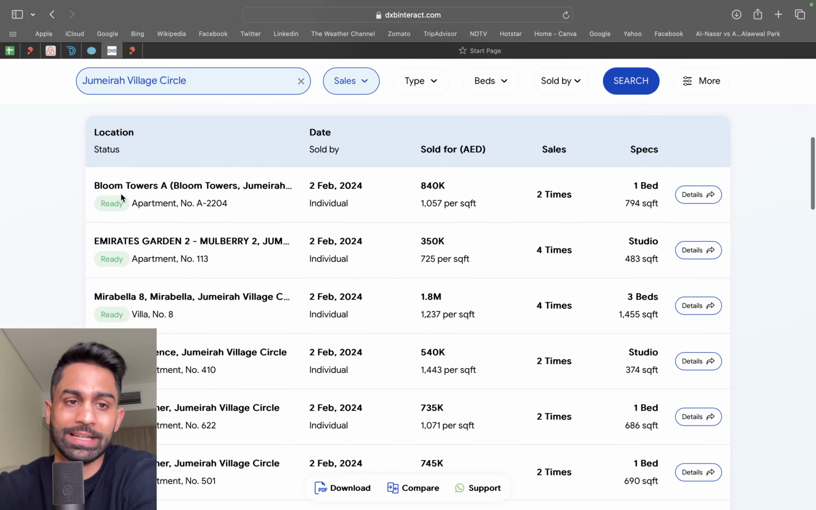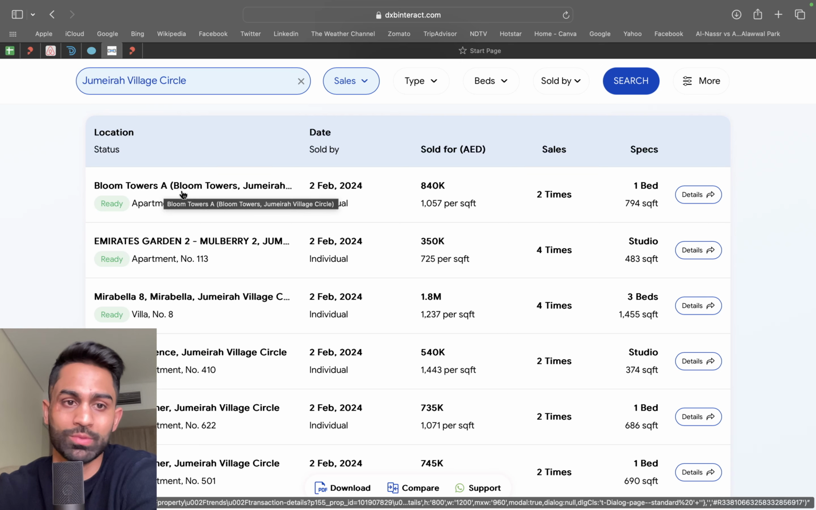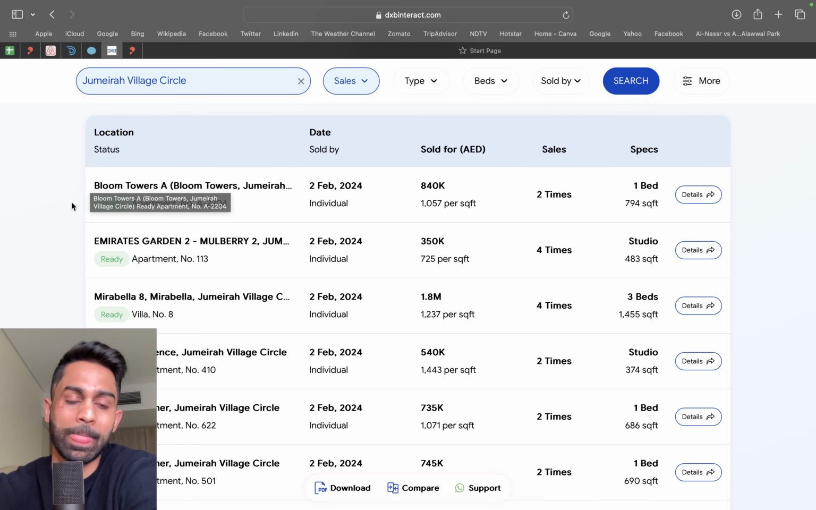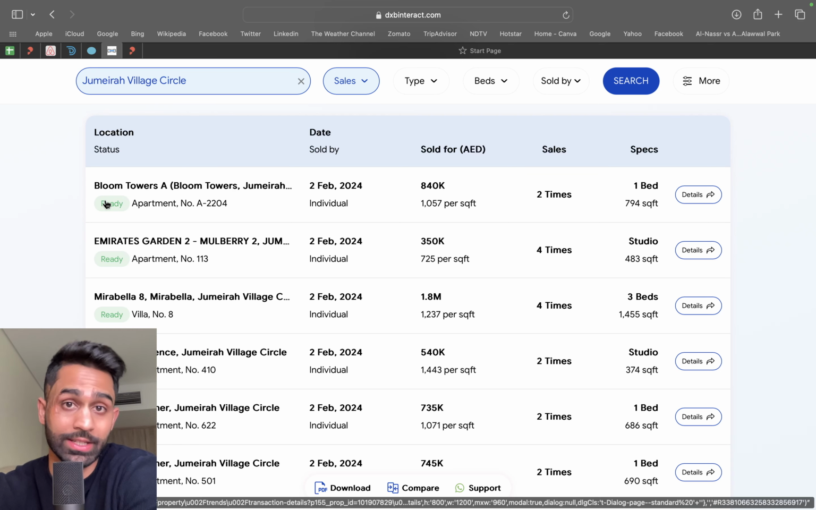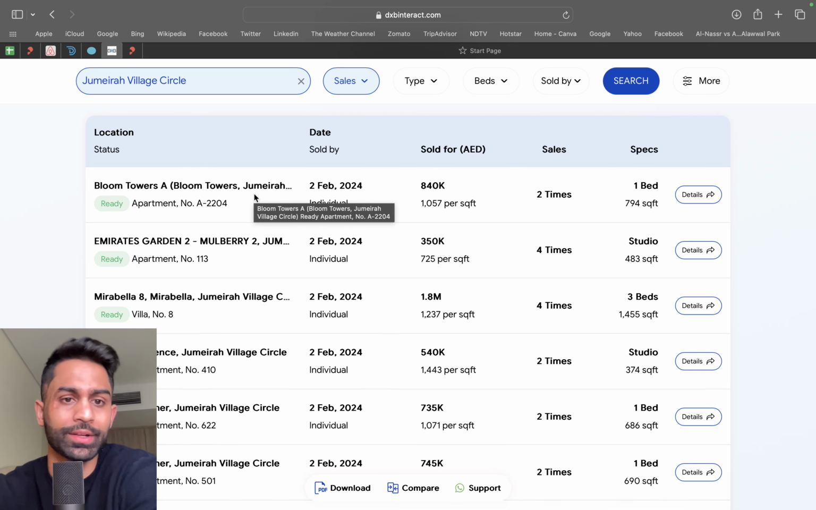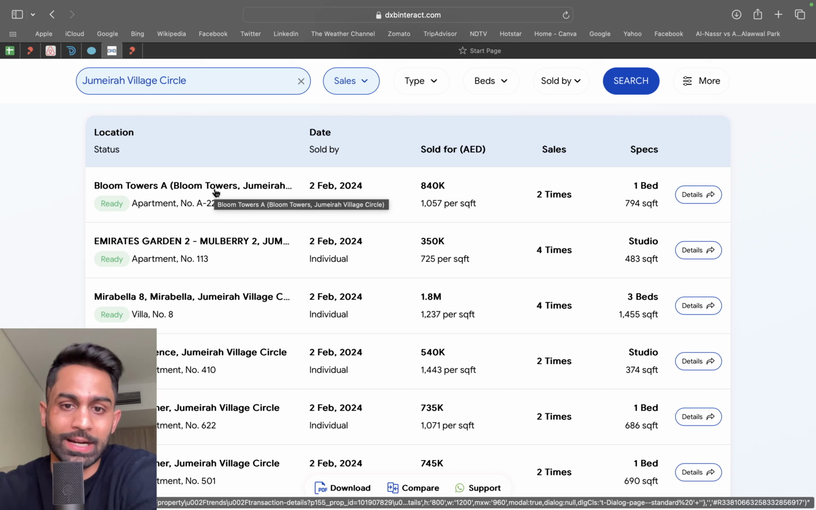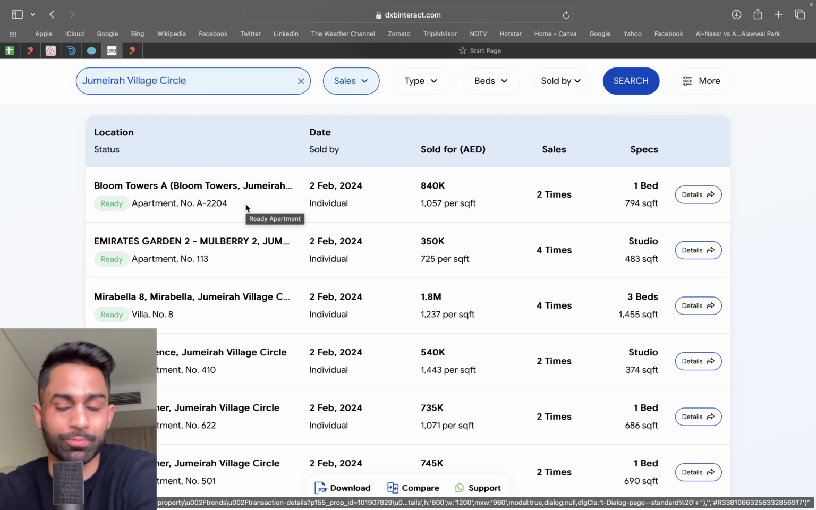So one of the ones that I was looking at was indeed in Bloom Towers. Bloom Towers is a property that's been built recently, and it was handed over in 2022. So fairly new apartment, fairly new construction. And when I ran the numbers, the offer that I was willing to put down for this property was obviously a lot lower compared to what the asking price was.